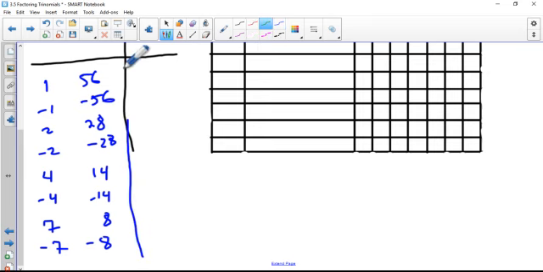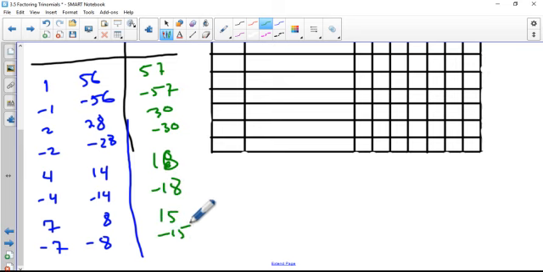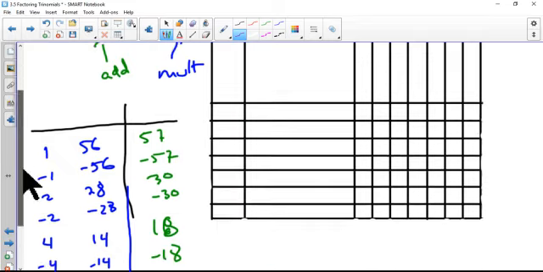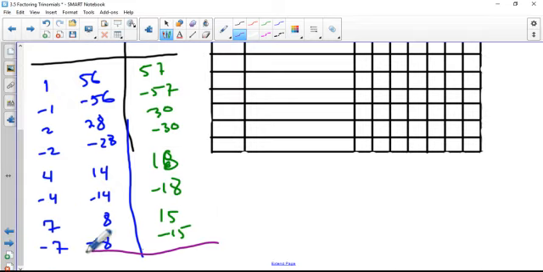So now we're looking at adding these together. We've got 57, 30 minus 30, 18 minus 18, 15, and minus 15. We were trying to get minus 15, and it was the last one.